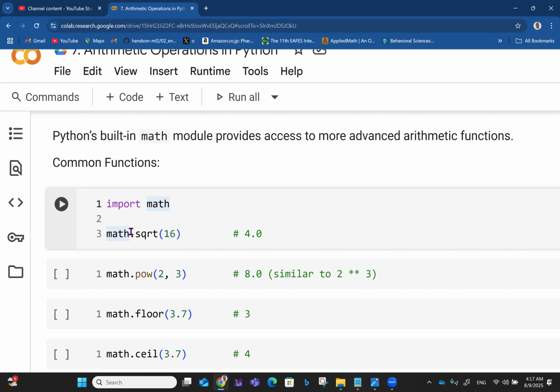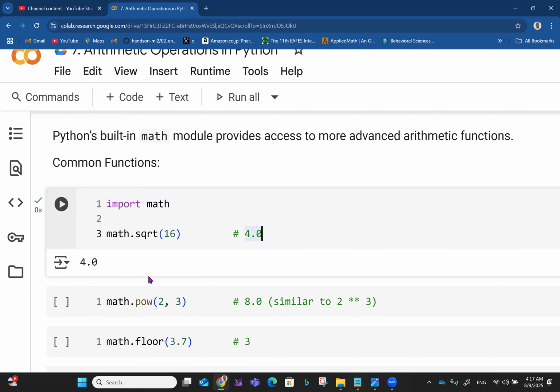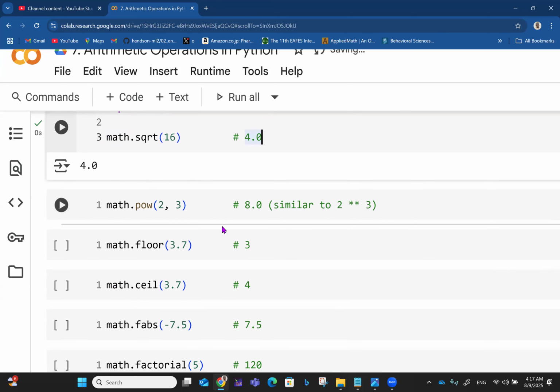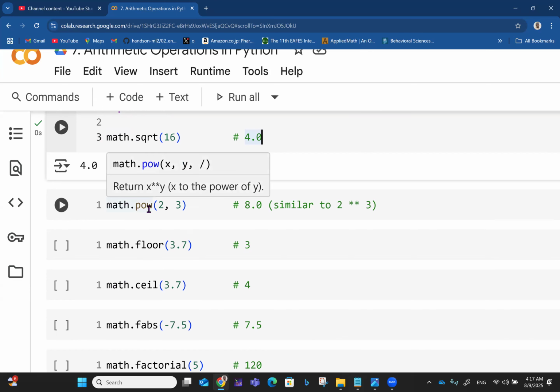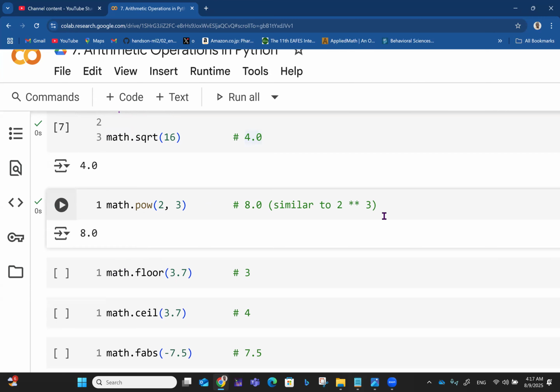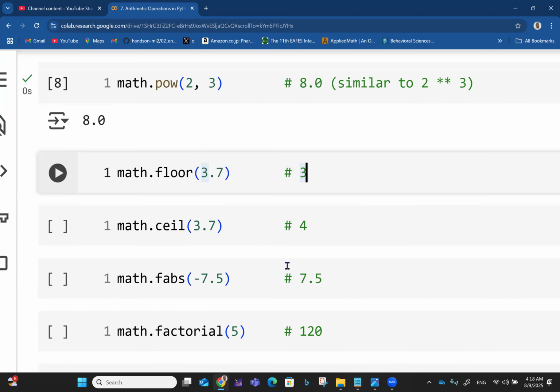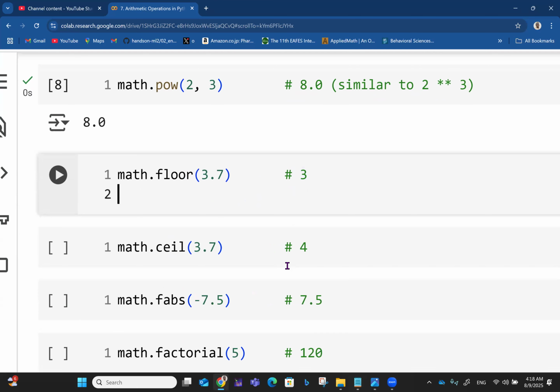Once you import the module, from the module you can do square root. So math.sqrt of 16 will of course give you 4. If you run that, you get your 4. Then math.pow, that's power. So that's 2 raised to power 3 here, similar to 2 raised to power 3. So math.pow(2, 3) means 2 ** 3. Run that and you get 8. Then math.floor of 3.7 removes the decimal part and gives you the whole number part. So if you run that, you get 3.